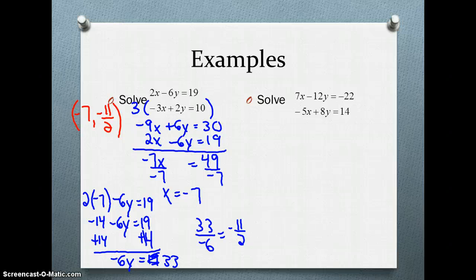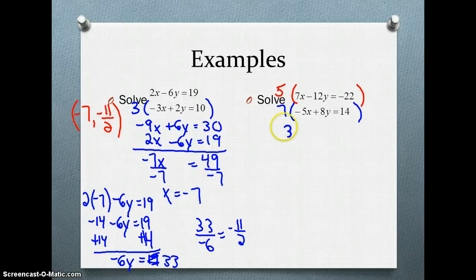Now, as we look at the second problem on this one, if we look at 7x and negative 5x and 12 and 8, I can't just multiply one of the equations here. It's not going to work out to where we have the same number but a different sign. So what we'll have to do in these cases is multiply both equations to get a similar coefficient. What I'm going to do in this one particular problem is multiply the top equation by 5, and multiply the bottom equation by 7. That'll give me 35 out front here.